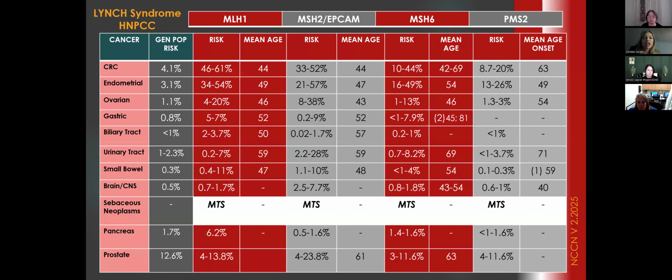So Lynch has 5 genes that we're looking at. The high-risk genes are MLH1, MSH2, and EpCAM. And so essentially you manage folks based on which gene they actually have. There are guidelines with a little bit of variation in between. But very high risk colorectal cancer, very high risk endometrial, uterine, and gastric. Those are the top 4. But you can see the other cancers such as prostate, pancreas, brain, small bowel, biliary tract, and urinary tract.